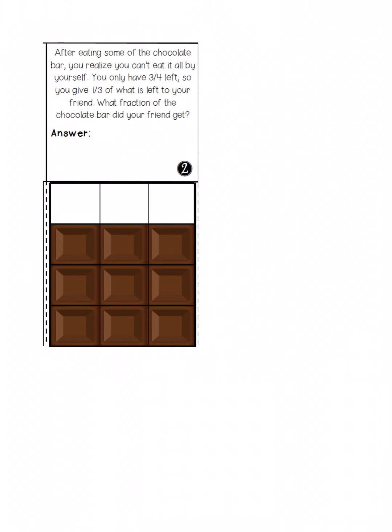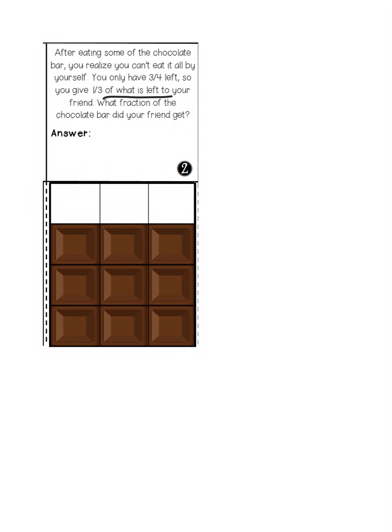There's nothing additional we need to do here. Okay, let's look at this example. After eating some of the chocolate bar, you realize you can't eat it all by yourself. You only have 3/4 left. So you give 1/3 of what is left to your friend. What fraction of the chocolate bar did your friend get?